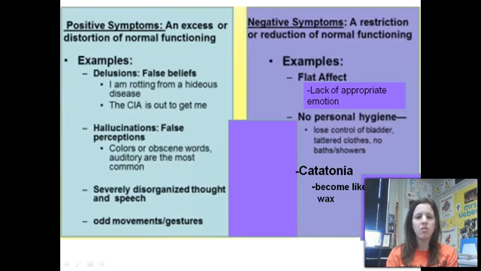I've also put some videos on my website of actual patients with schizophrenia so that you can see these symptoms. So there is a video on there. I think Heather's a really good example of severely disorganized thought and speech. And then I put an example, Gerald, on there, who exhibits delusions, disorganized thought and speech, and the next positive symptom, which is odd movements and gestures.